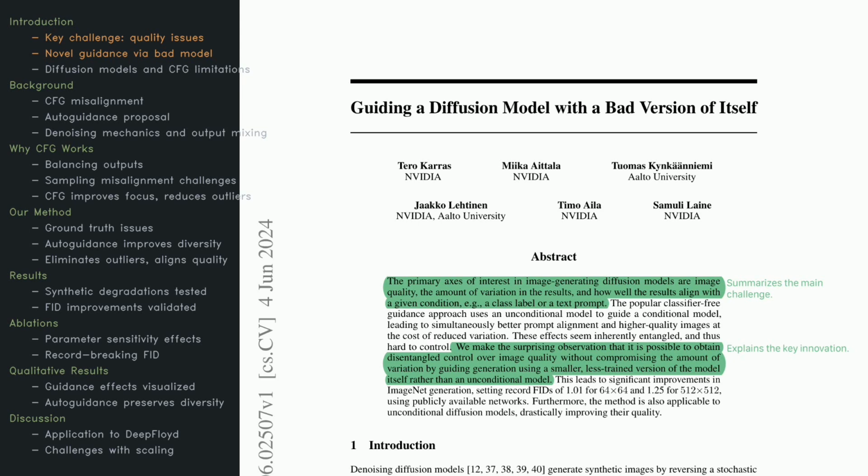Classifier-free guidance is usually the technique for that. We will refer to it as CFG from now on. But CFG tends to sacrifice diversity to improve fidelity and prompt alignment. So what's the fresh idea here?